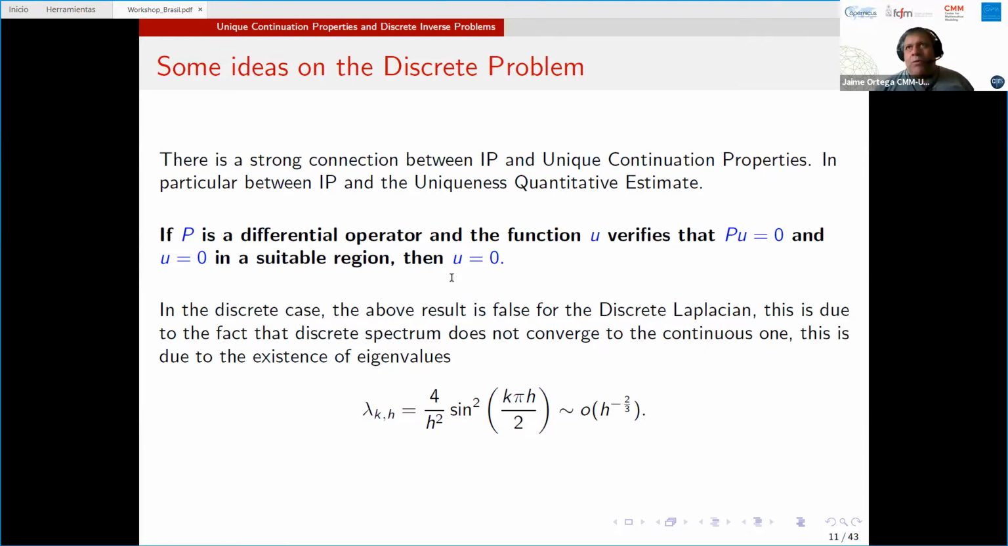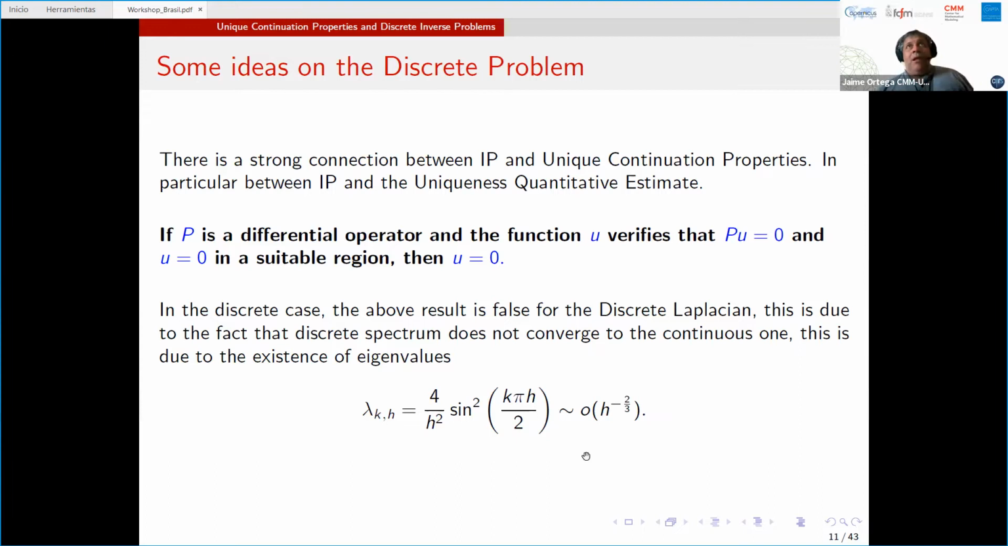Okay, in particular, there is an example in the works of Zuazua, Tarek, or others, where they find some eigenvalues of the discrete Laplacian that do not converge to the eigenvalues of the continuous one. Okay, this produced a lot of problems, and this made the unique continuation property not hold in the discrete case. For that reason, the answer is not completely simple.